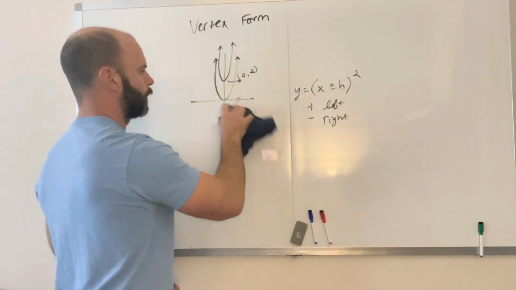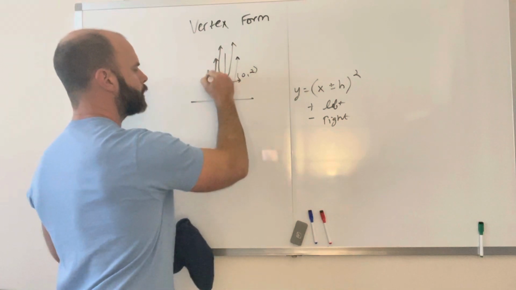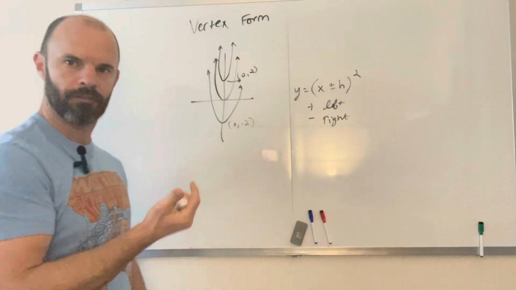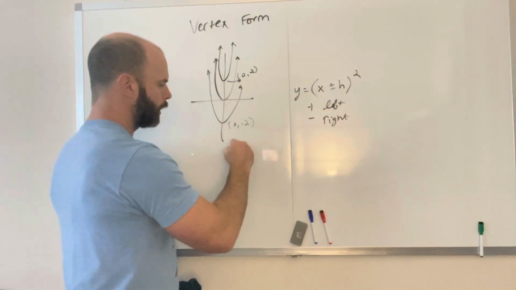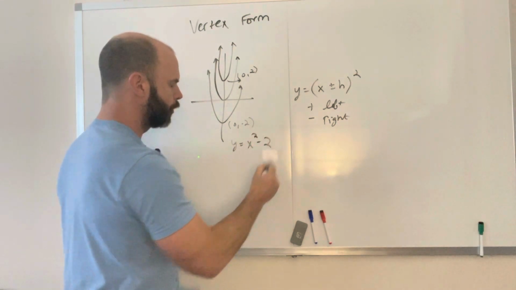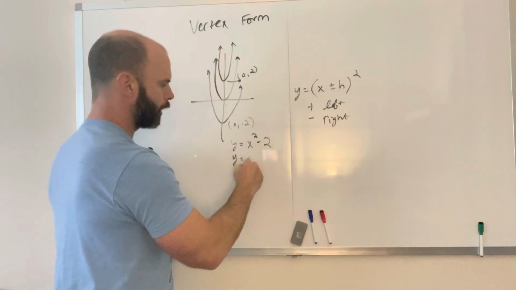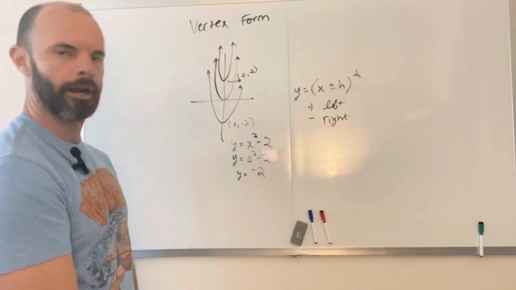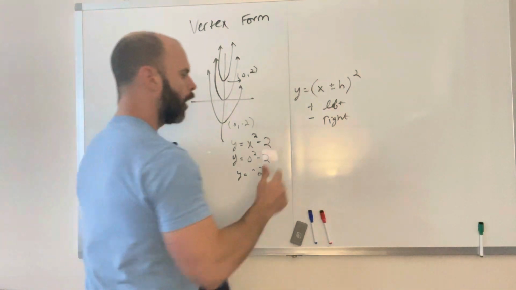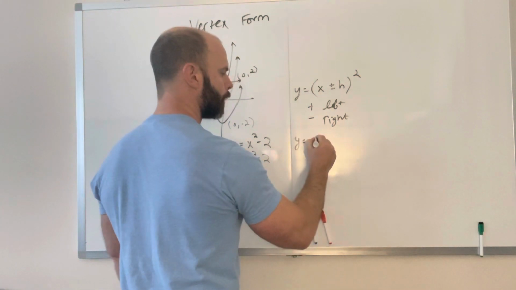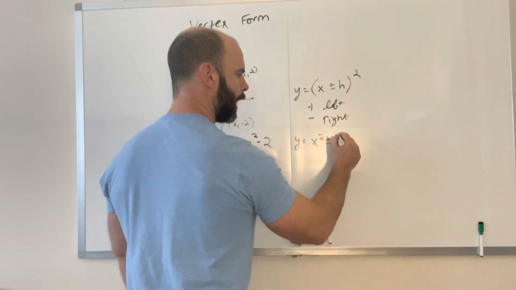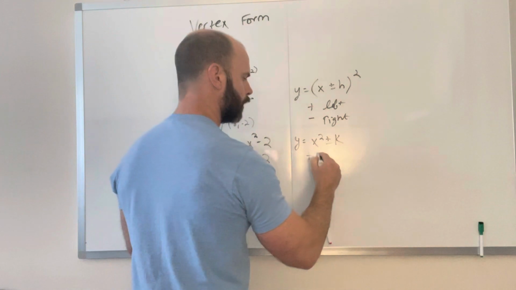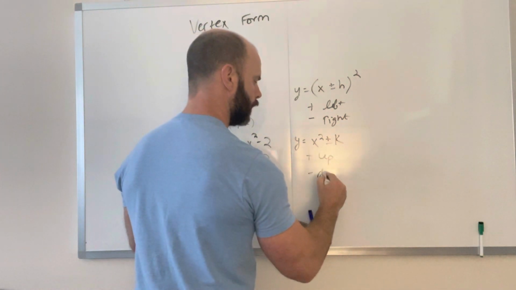Now, let's keep that graph up there just because it's easier to see. Now let's move it down 2. So that point is (0, negative 2). Let's see if this works. y equals x squared minus 2. If I plug in a 0 here, do I get negative 2? I do. Great. So y equals x squared plus or minus k, and that tells me it goes up or down. Positive is up, negative is down.